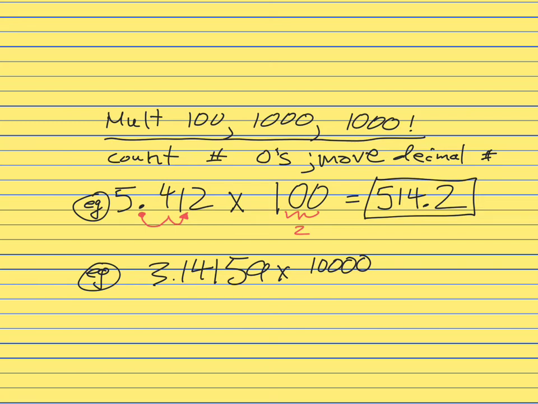Okay, so here's what we do. We count the number of zeros. 1, 2, 3, 4. There's 4 of them, which means we have to move this decimal that we have here to the right 1, 2, 3, 4 spots. So our decimal needs to be between the 5 and the 9, which means our final answer is equal to 31415.9.